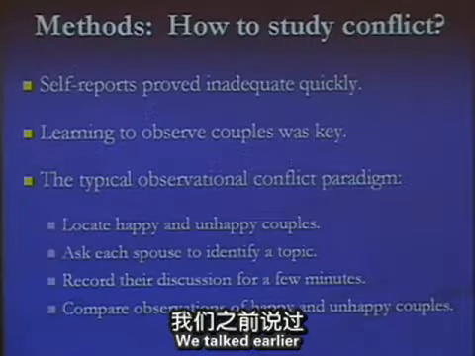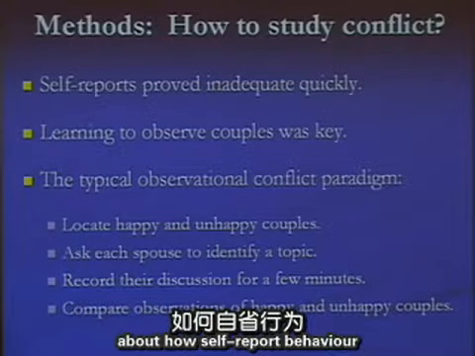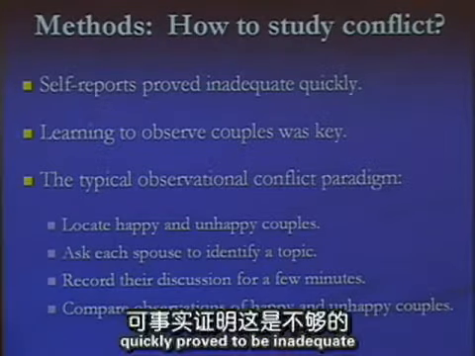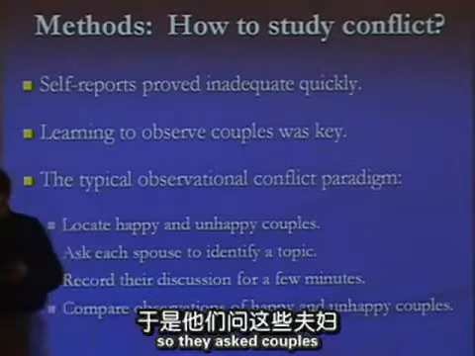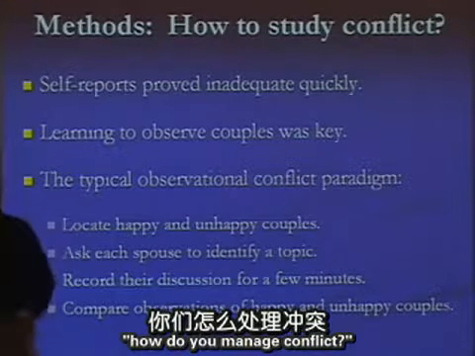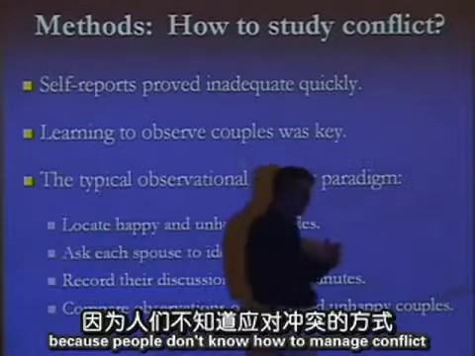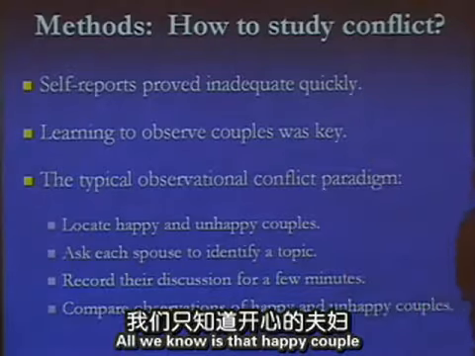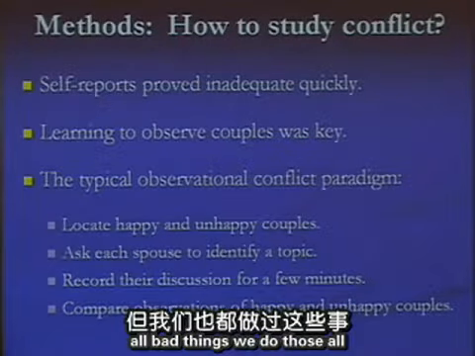Well, we talked earlier, back before my baby was born and during the methods lecture, about how self-report measures of behavior quickly proved to be inadequate. Remember, the early researchers did want to know, and so they asked couples, well, how do you manage conflict? And they didn't get useful answers because people don't know how they manage conflict. All we know is that the happy couples say, yeah, all the good things, we do them all. And the unhappy couples, yeah, all the bad things, we do those all.